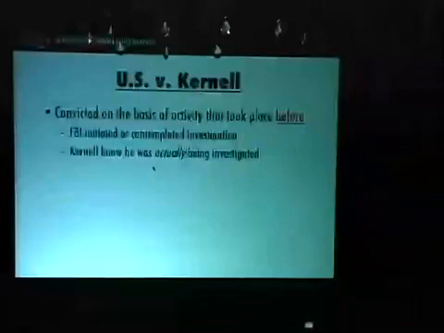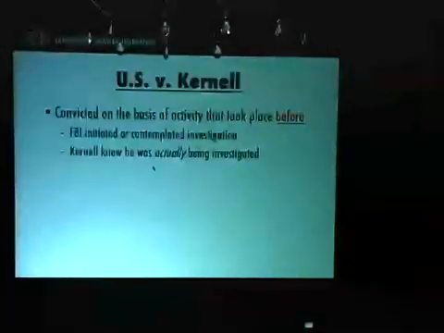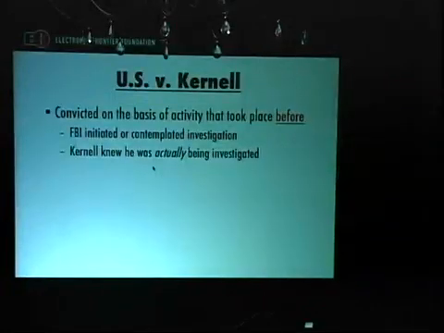Now, what this really boils down to is that he was convicted on the basis of activity that took place before the FBI initiated or contemplated an investigation and before he knew he was actually being investigated. Now, he was worried he was being investigated. He was probably, and rightfully so, a little paranoid about what he'd done, but he didn't actually know, right? So really, the crime hinged less on his actions and the way it impacted the actual investigation, and more on his state of mind when he acted.